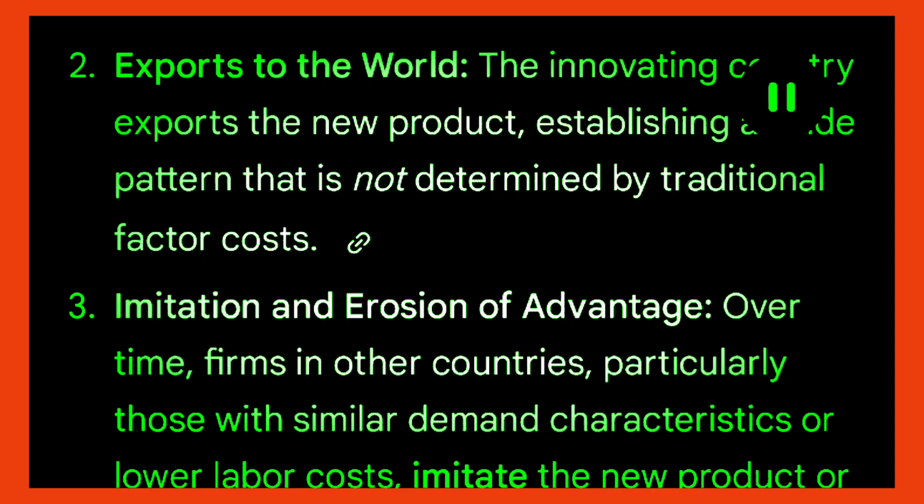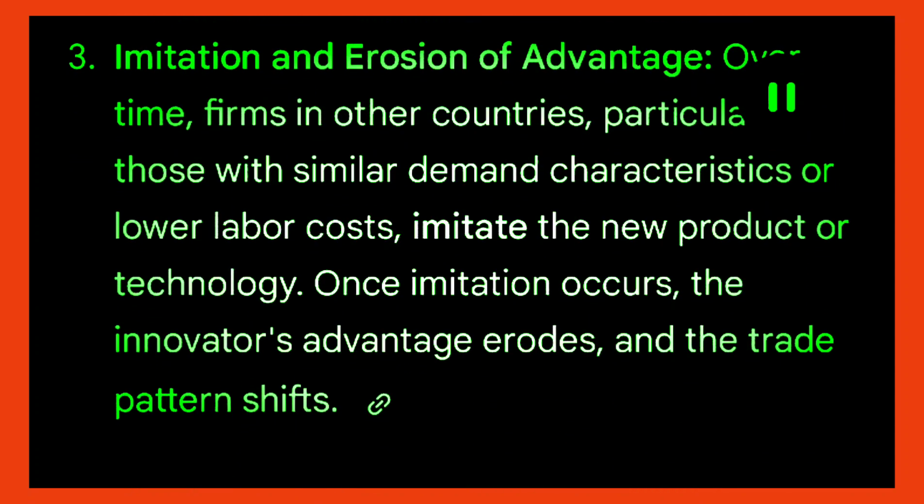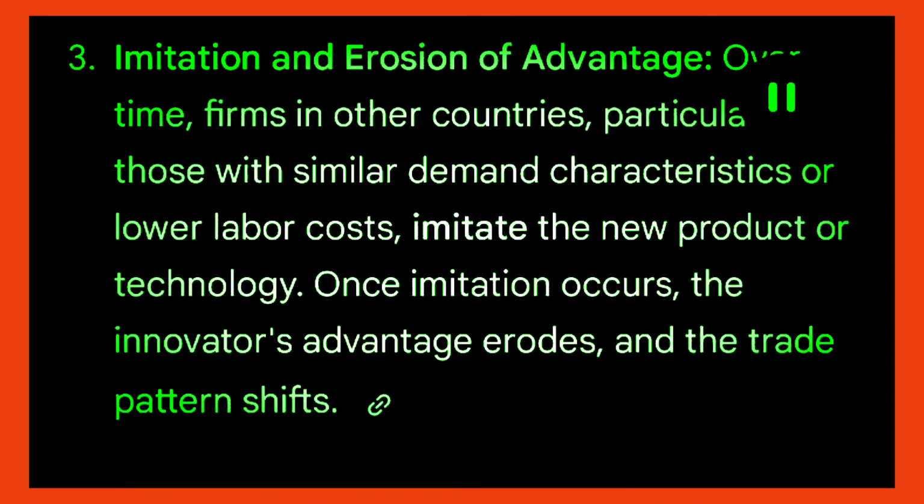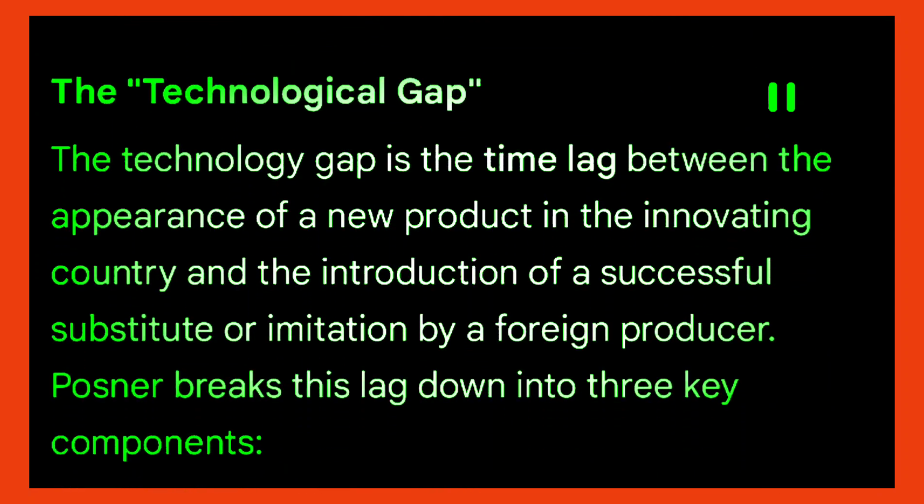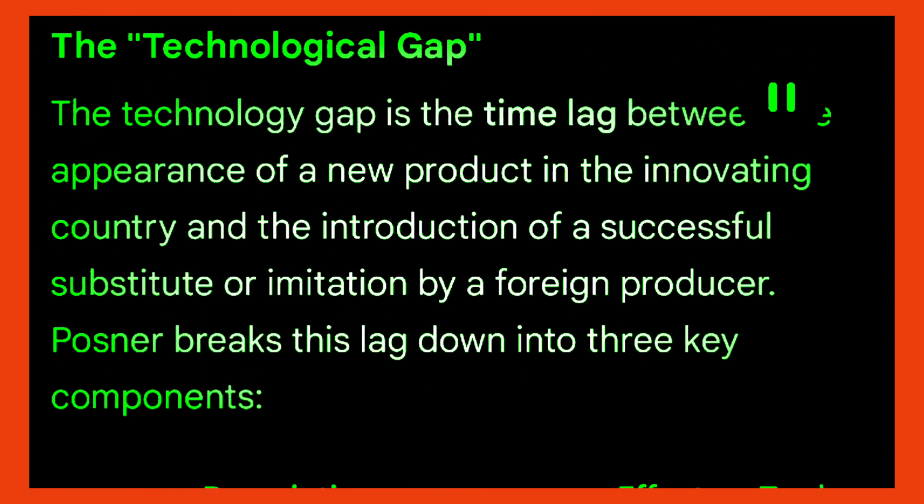3. Imitation and erosion of advantage. Over time, firms in other countries, particularly those with similar demand characteristics or lower labor costs, imitate the new product or technology. Once imitation occurs, the innovator's advantage erodes and the trade pattern shifts. The technological gap. The technology gap is the time lag between the appearance of a new product in the innovating country and the introduction of a successful substitute or imitation by a foreign producer.